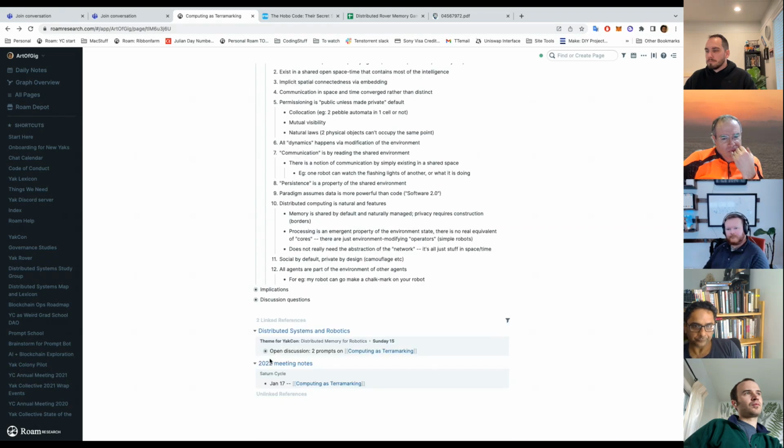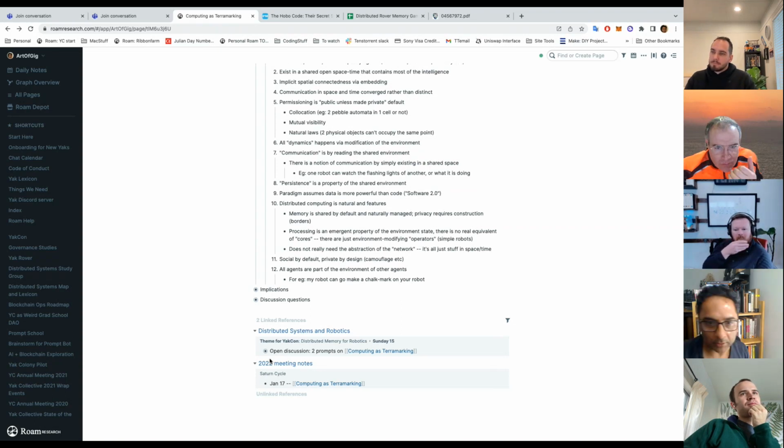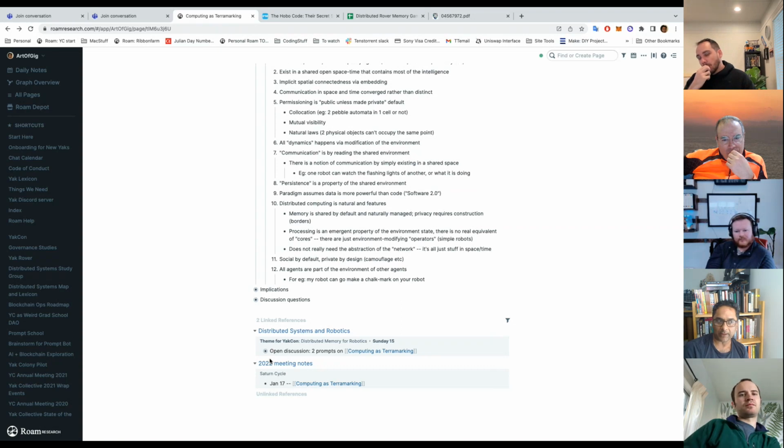In situated computing, distribution is the natural state of affairs. So memory is shared by default and naturally managed. You move a pebble and walk away, another robot can come and do something else to the pebbles, right? So you actually have to construct privacy as an explicit act as opposed to it being the default. You have to construct borders and say the other robot can't come in here. And processing is an emergent property of the environment state. There's no real equivalent of a core that owns a problem and has a processing thread on that problem. That's not the right way to think of it.